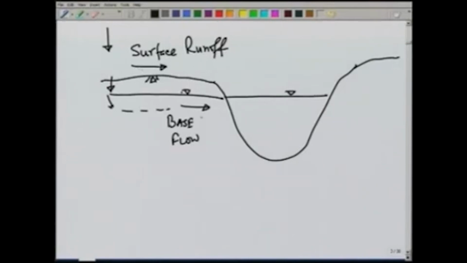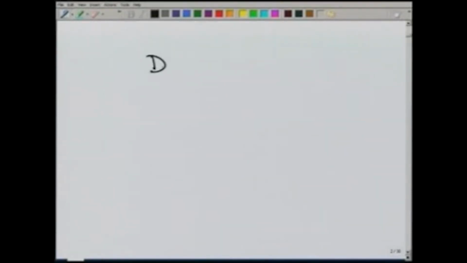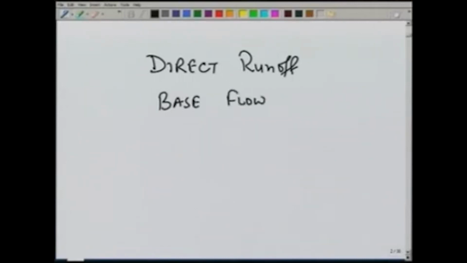So, there is a fast component and there is a slow component, and we can write down various components in two forms: direct runoff and base flow, depending on how fast or how slow they reach the stream. In the direct runoff, we can again have various components. For example, surface runoff, which comes over the surface.